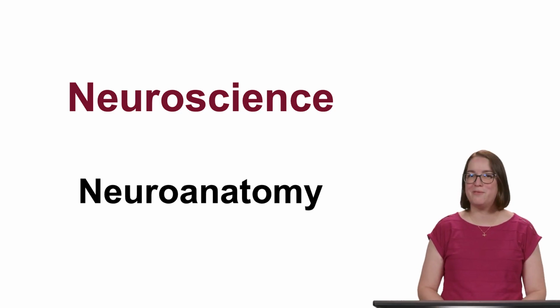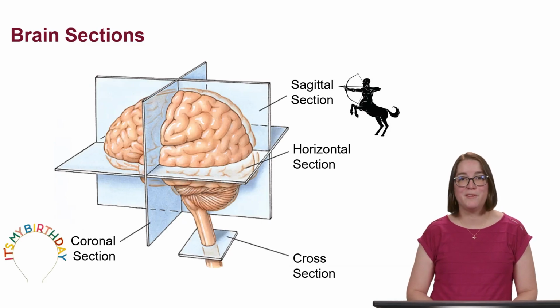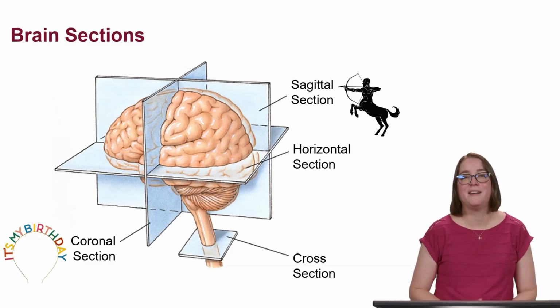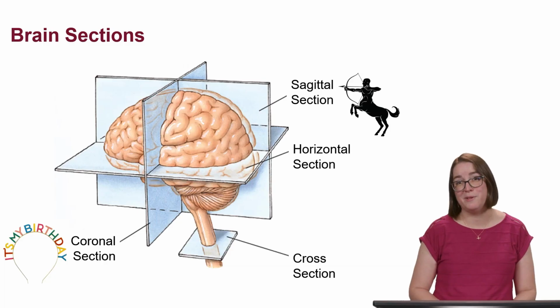Welcome to a brief refresher of neuroanatomy. As you already know, there are formal terms for the X, Y, and Z axes of the brain. As you have undoubtedly experienced, it can be very difficult to use terms like left and right or front and back when you're looking at a brain from different angles.